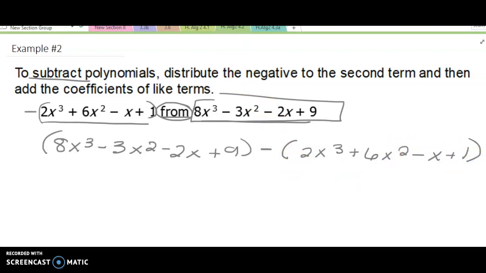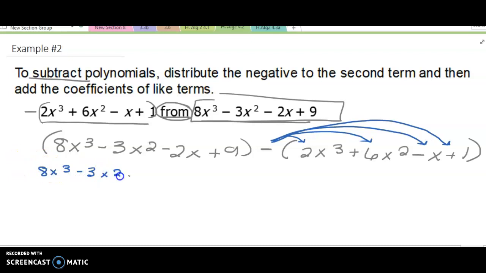Okay, now when I do this, this is where most of you will get in trouble. You have to distribute this negative through every term of this polynomial. Okay, so we would have 8x cubed minus 3x squared minus 2x plus 9, and then we have a minus 2x cubed, a minus 6x squared, a minus and a minus make a plus x, and then a minus 1.